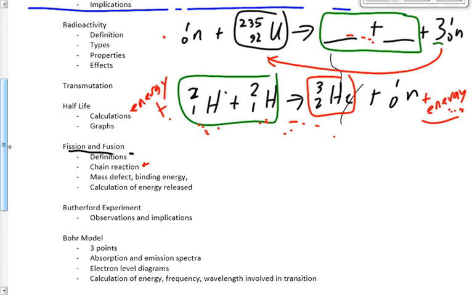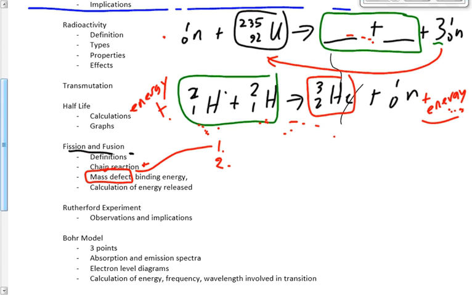We talked about the chain reaction, but we also talked about the energy that's produced in both cases. Where does the energy come from? It comes from the mass defect, which we defined in two ways. It's not two different things. They both mean the same thing, but one leads to the other.